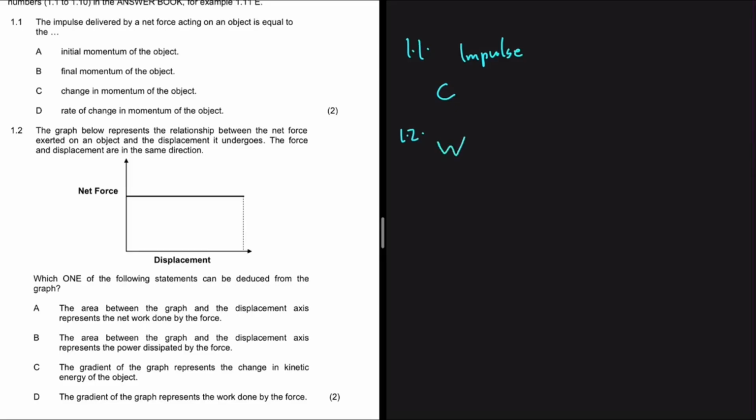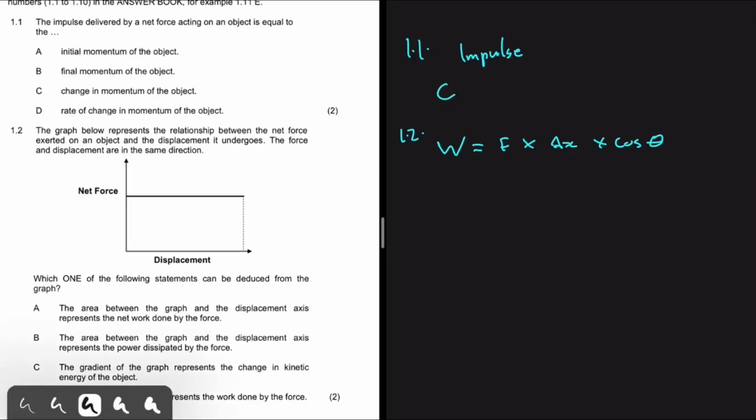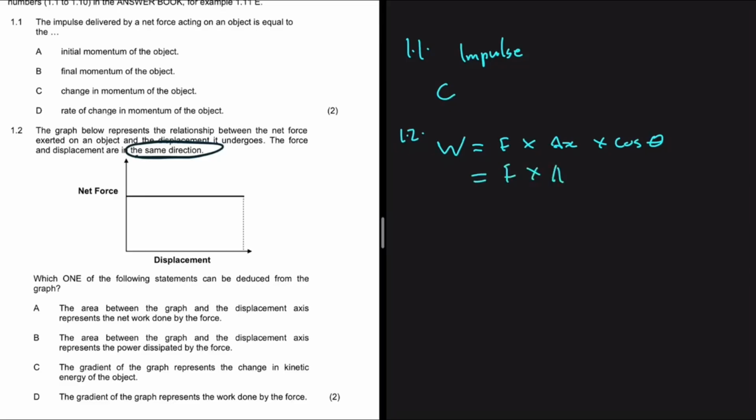We know that work is equal to force multiplied by the displacement and cos of the angle between the direction of the displacement and the force that is acting. We are told here on this question that the force and the direction are the same, right? They're going in the same direction. So the angle will be 0, and cos of 0 we know that it's 1. So the work done will be equal to the force multiplied by the displacement.